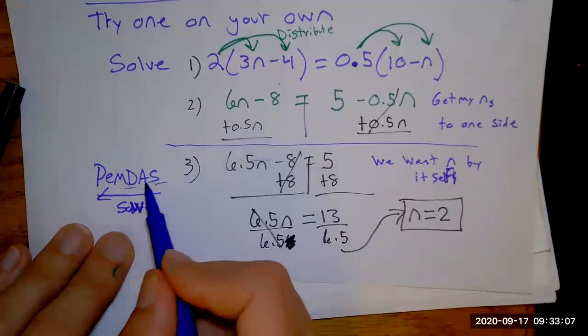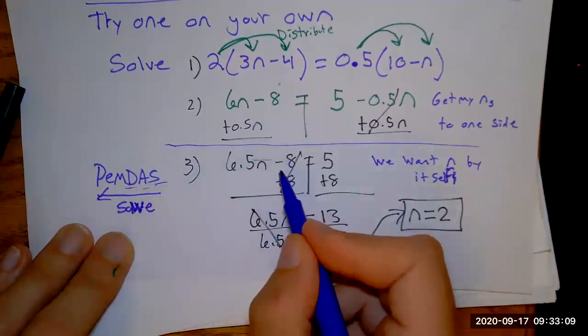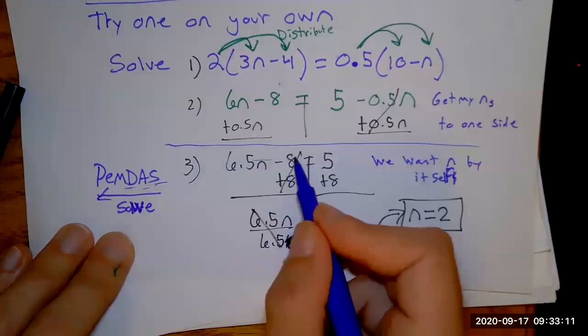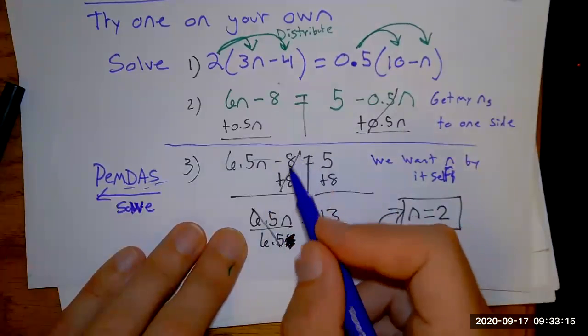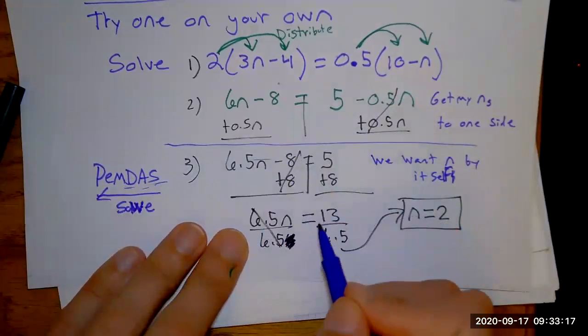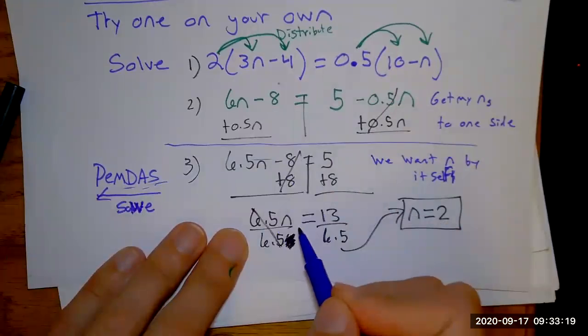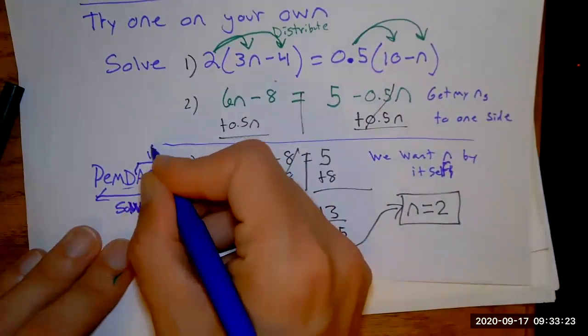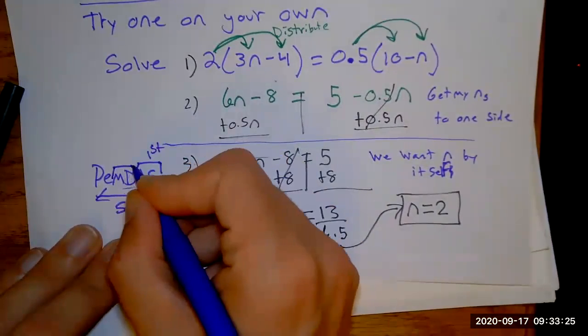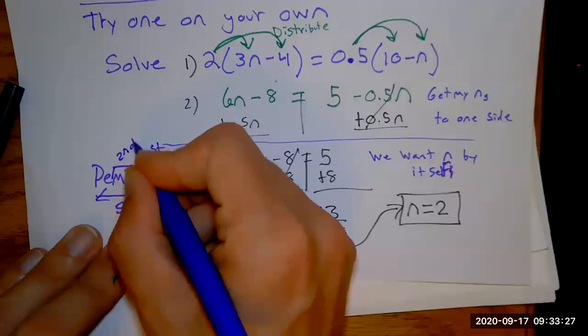So we want to start with addition and subtraction. And that's why I got rid of this negative 8 first. So when you get to this point, you just want to get rid of all addition and subtraction first, and then deal with multiplication and division last. Okay? So again, do addition, subtraction first, and do multiplication and division second.